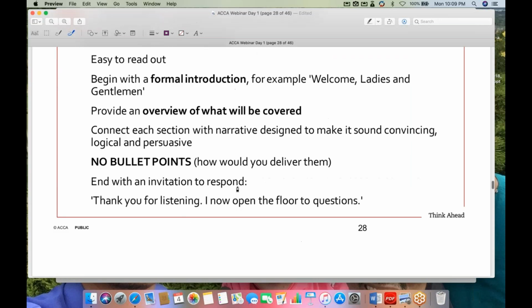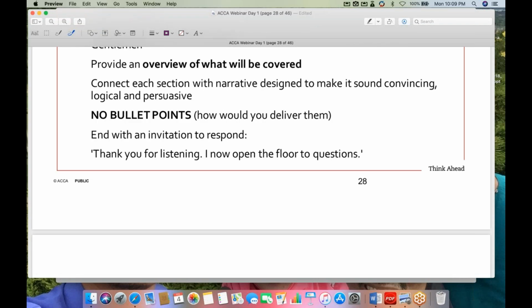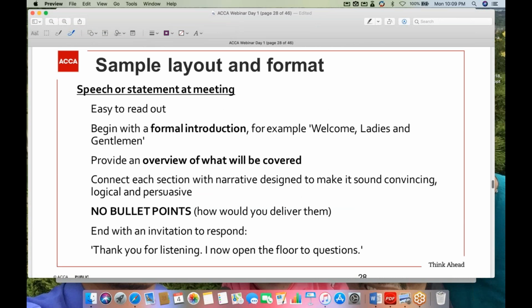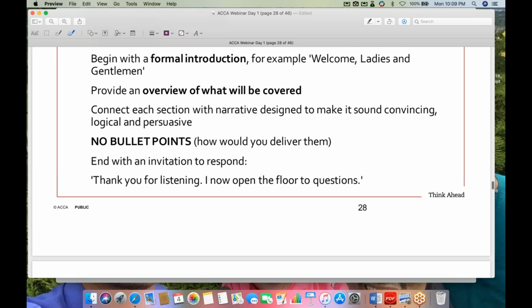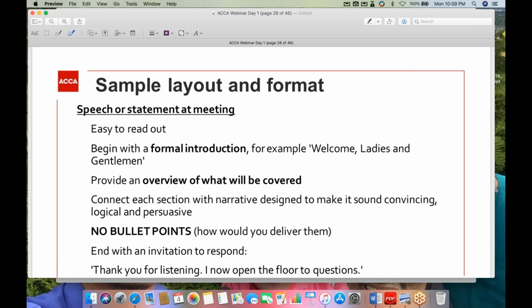Again, I emphasize here that it must not have any bullet points. And then end your speech or your statement at the meeting by saying thank you for listening. I now open the floor to questions. That means it's a proper speech format that you have to actually show when you answer that particular question, in case you are asked to do a speech or make a statement at a meeting.